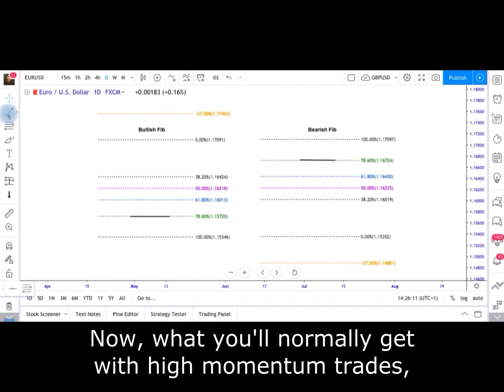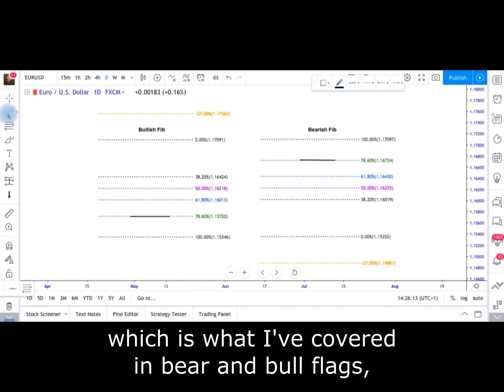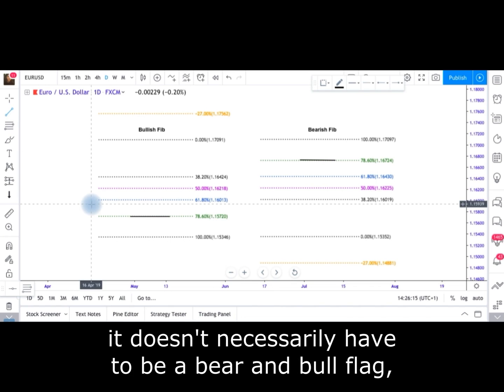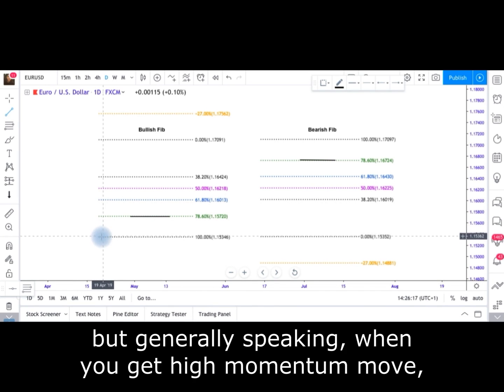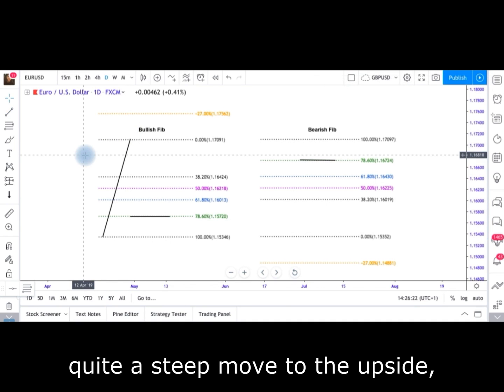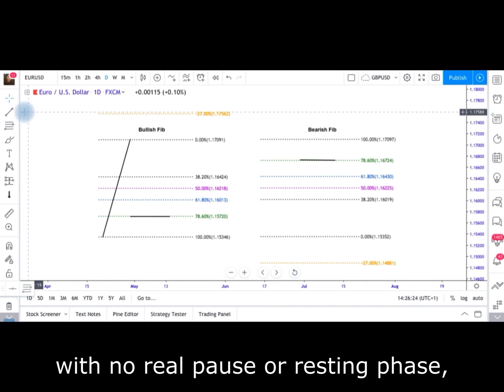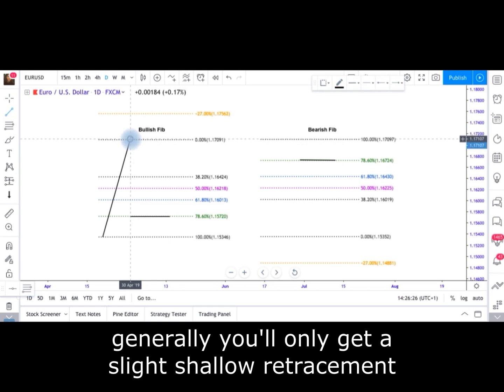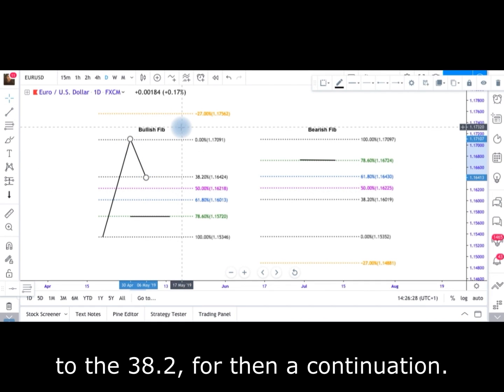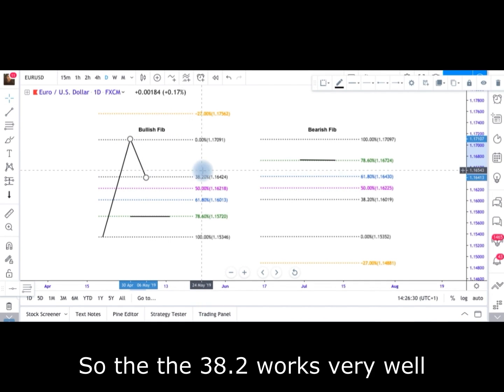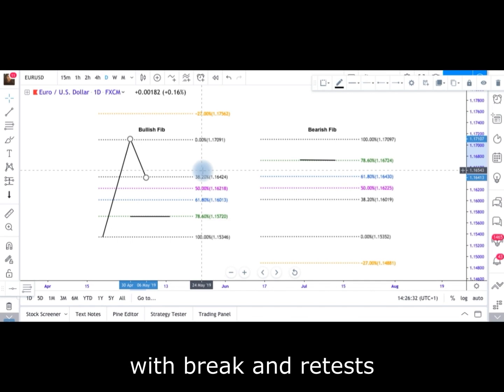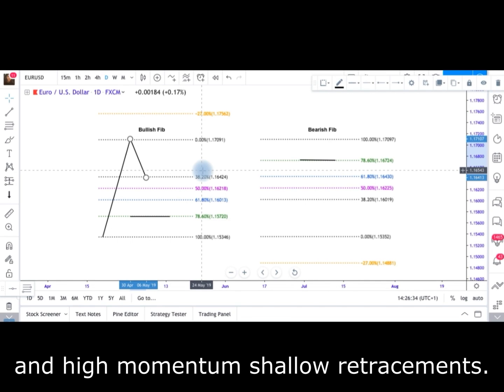Now, what you'll normally get with high momentum trades, which is what I've covered in bear and bull flags, though it doesn't necessarily have to be a bear or bull flag, is that generally, when you get a high momentum move, quite a steep move to the upside, with no real pause or resting phase, you'll only get a slight shallow retracement to the 38.2 for then a continuation. So the 38.2 works very well with break and retests and high momentum shallow retracements.